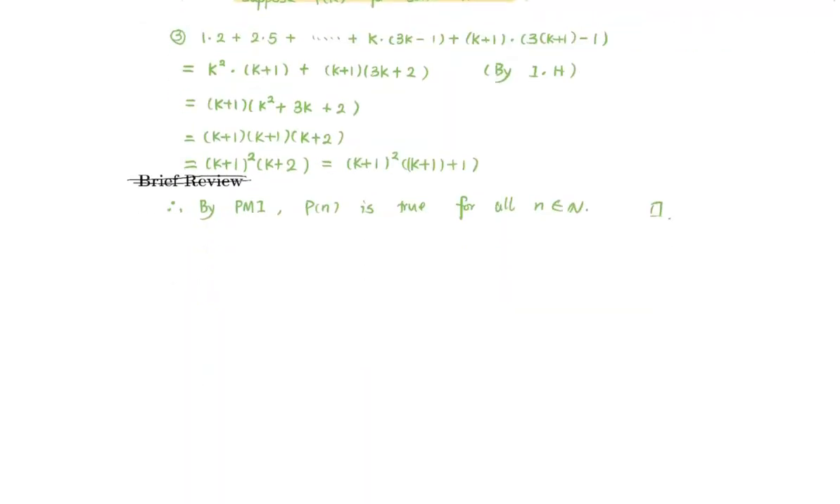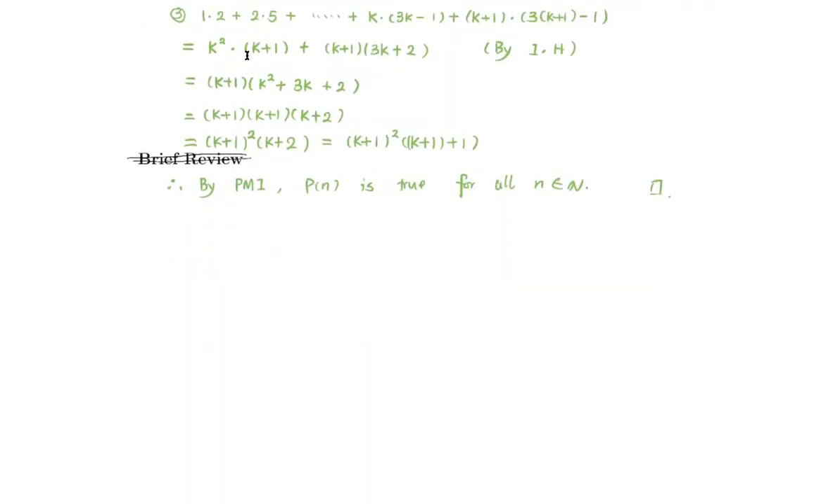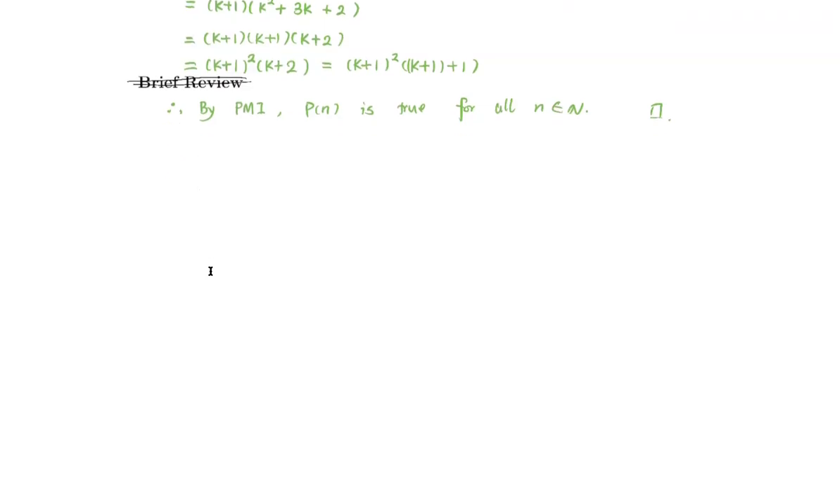Okay, let's do an inequality question. We can do this one. Prove 3^n is greater than n squared for all n in natural numbers. Try this.